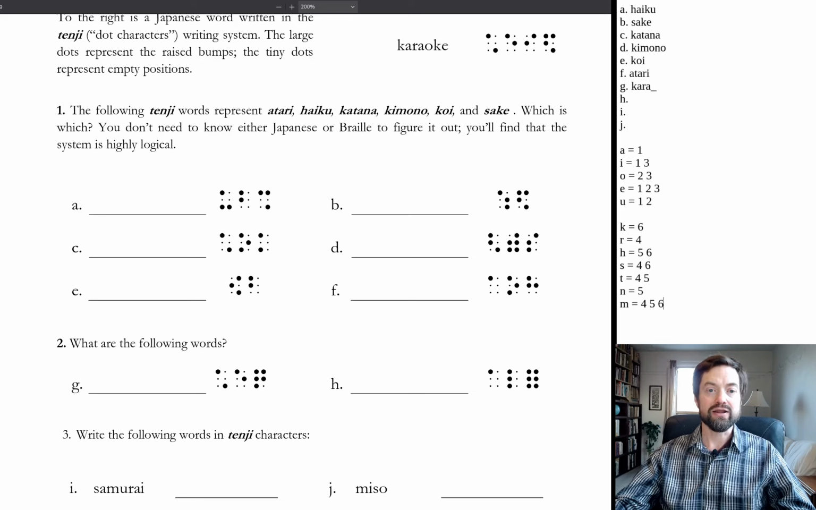Then for F, we have a tari. There's a blank for the A. There's the ta again for 5. And then we have the R, which is just the 4.